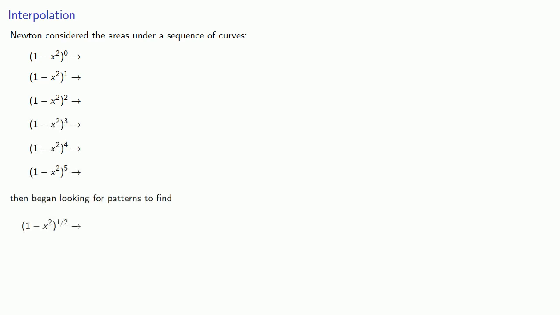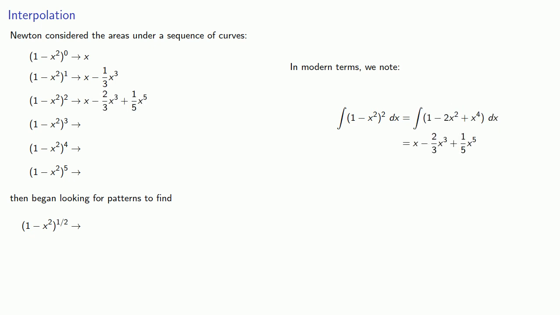Newton considered the areas under a sequence of curves: 1 minus x squared to the 0, 1 minus x squared to the 1, 1 minus x squared to the 2nd, and so on. Then he began looking for patterns to find 1 minus x squared to power 1 half. So in modern terms, we might note that the area under the curve 1 minus x squared to the 0 is x, 1 minus x squared to the 1 is x minus x cubed over 3, 1 minus x squared squared, and so on.